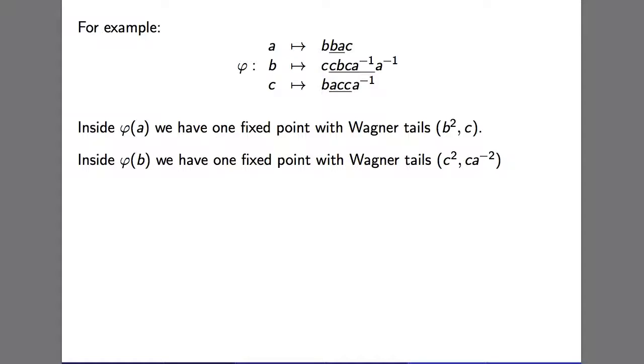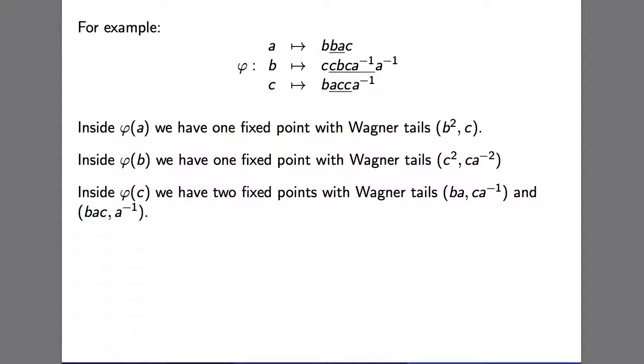Inside of phi of b, we have this b here. And it gives me another fixed point. And the two Wagner tails are the word before, which is c squared, and the word after, c a to the minus 2. Inside of phi of c, we have two of them. Actually, there's two c's in there. They give me two different fixed points, and they have different Wagner tails. The first one is b a and c a inverse, and the other one is that.